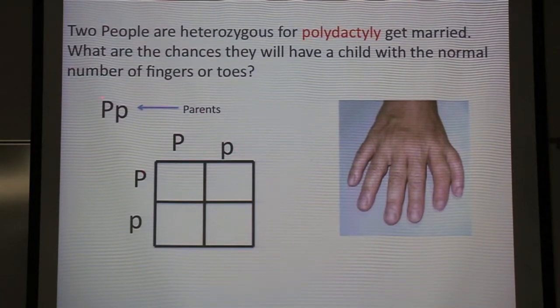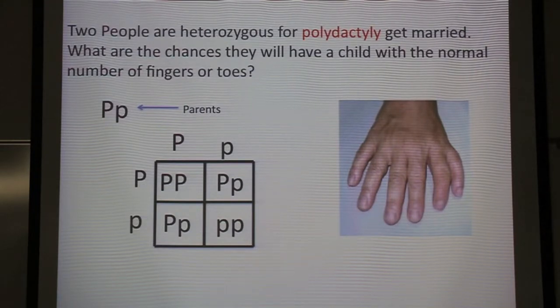And since both parents are heterozygous, you have the same thing down here. So what you find when you cross that Punnett square is you get one homozygous dominant, 2 heterozygous, and 1 that is homozygous recessive. So that gives you your chances.